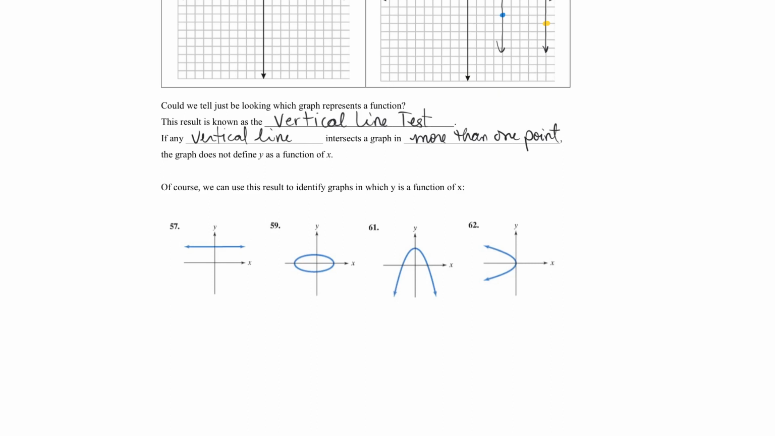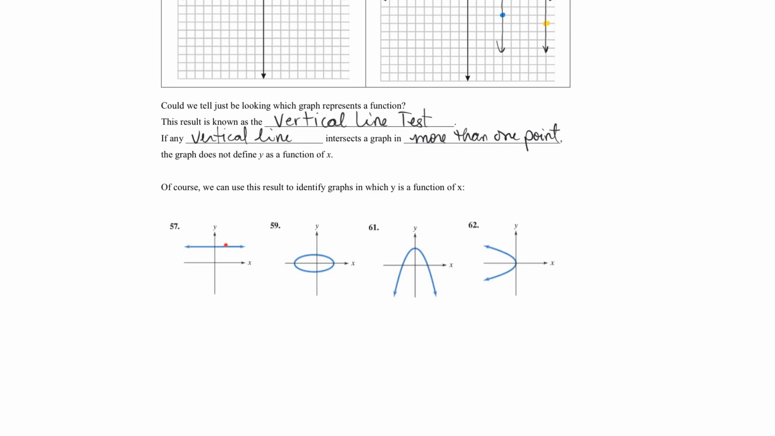So the examples that we've seen up till this point have been very simple relations with only 4 ordered pairs. And of course, relations encompass a much wider set than just sets of specific discrete ordered pairs, right? And we can use this result to identify graphs in which y is a function of x that are more interesting than just 4 ordered pairs, right? So these are 4 examples that are taken from our textbook. And the first one is example number 57.